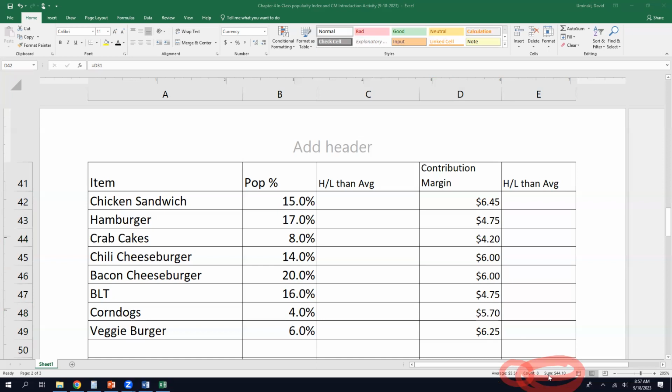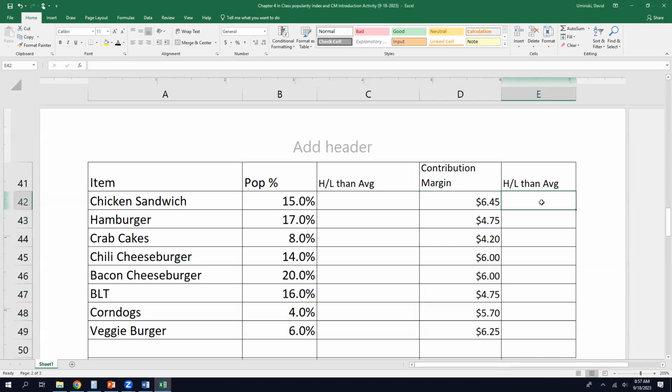That's cool too. But the first step is to do our contribution margin, just like any average. We want to add everything up. So $44.10. And how many items do we have on our menu? 8 items. And that comes to $5.51. Okay, so that is our average, $5.51.